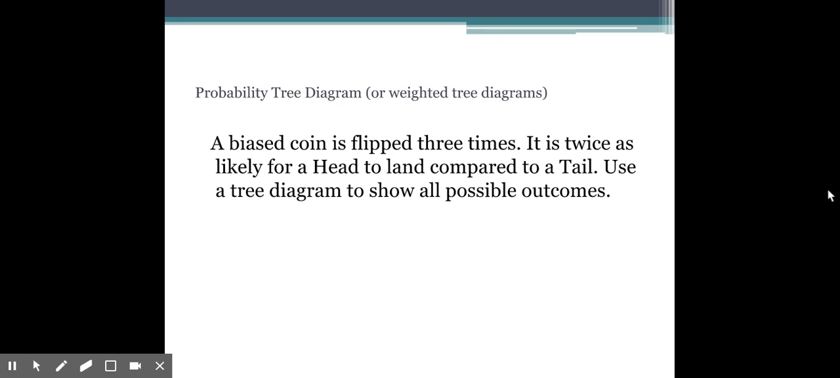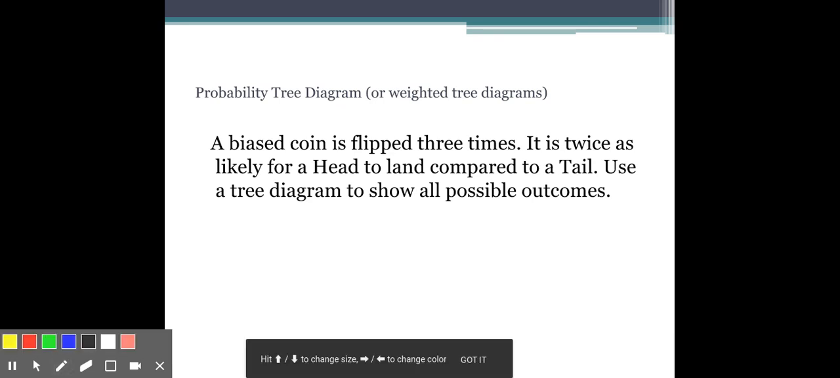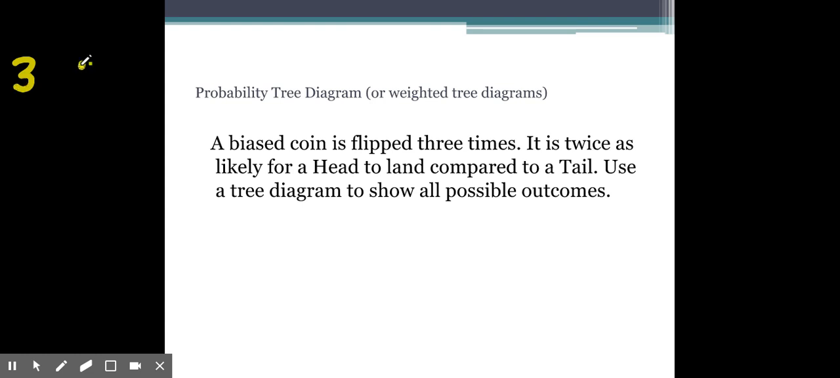So, this is a fairly important sentence. It is twice as likely for a head to land compared to a tail. That means for every 3 flips, I would get 2 heads and 1 tail, because it's twice as likely to get a head.